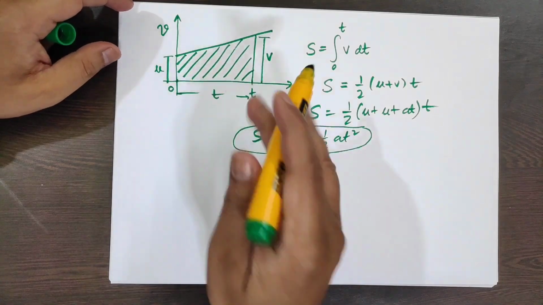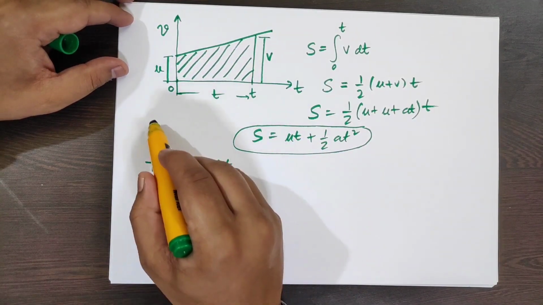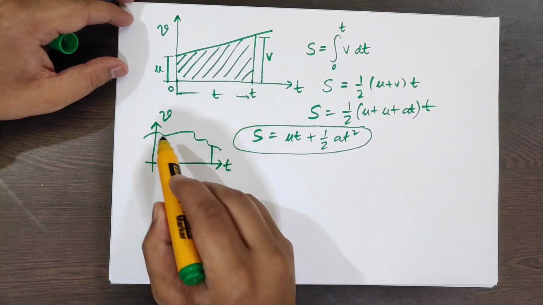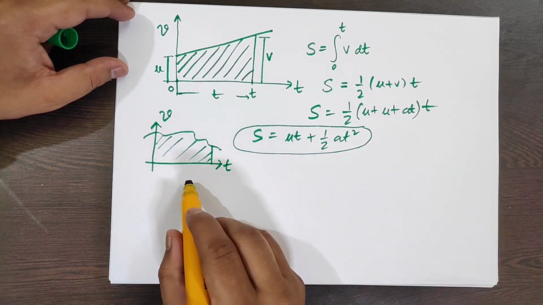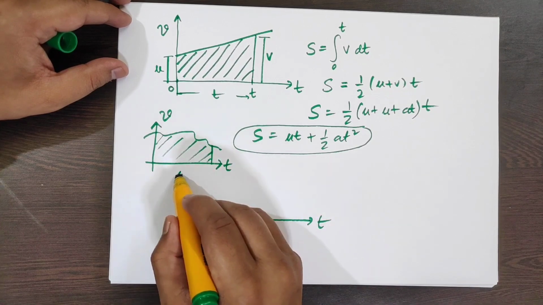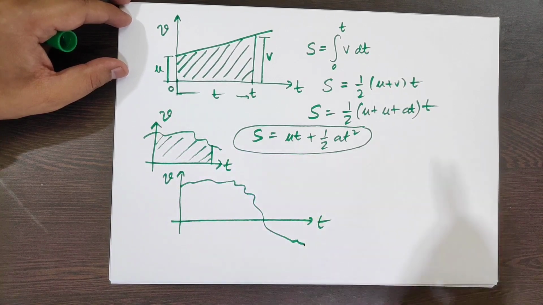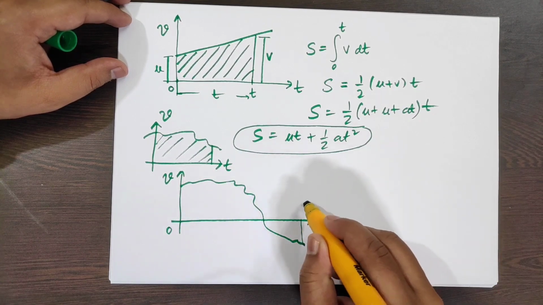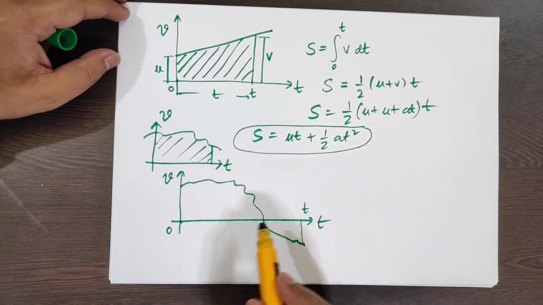This is for constant acceleration. If it is not constant, it will be that case only. Suppose v varies with time like this, so it will be this much area. Okay, now it may be negative also. Suppose v varies with time like this, and you have to calculate the displacement of the particle from 0 to t.